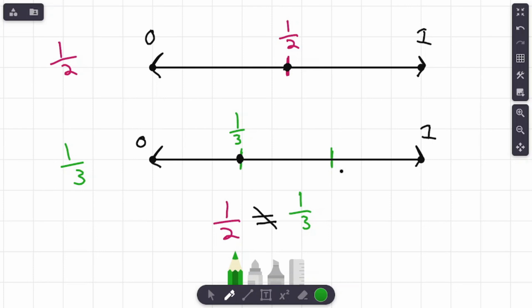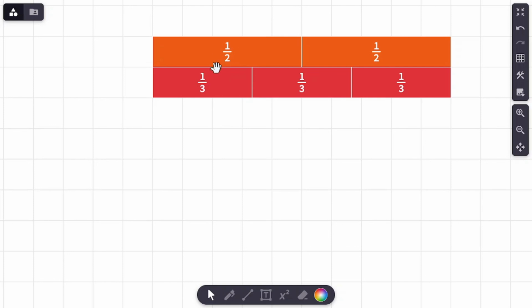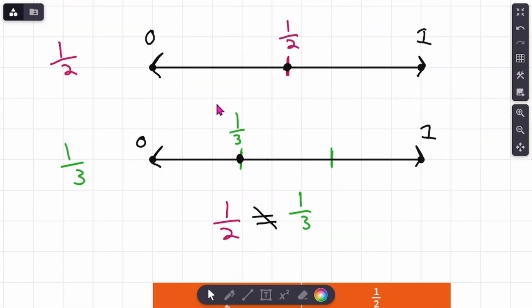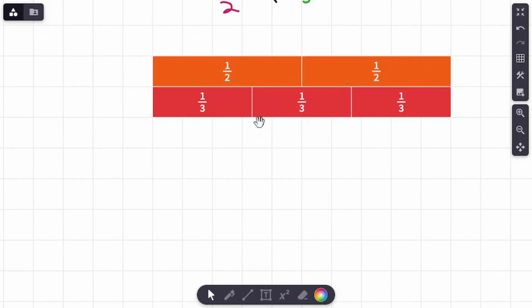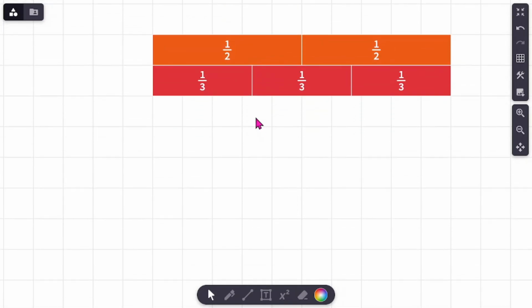Okay, let me show you the fraction bar so you can see that as well. Notice 1/2 is located right here. Here is 1/3. Do you notice how they're not an equal size? They're not equal. 1/2 is bigger than 1/3. So these are not equivalent fractions. That's what we are proving on our number line. Our number line proves that these are not equivalent fractions. There's our fraction bar to kind of prove that as well.